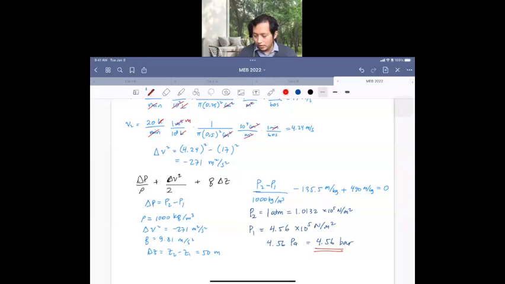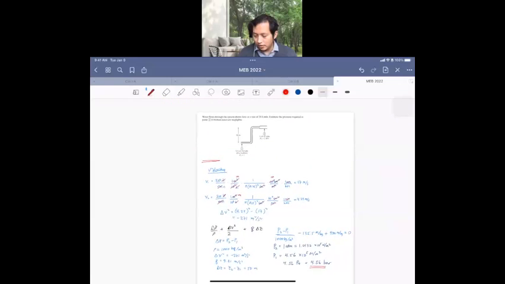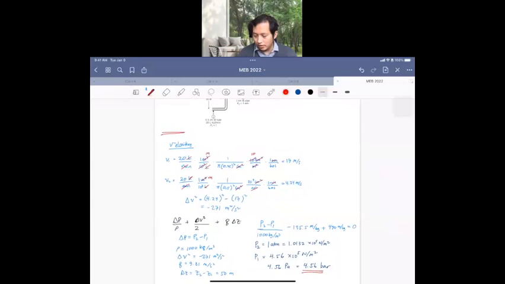Okay, that is the example on the mechanical energy balance. This is precisely the Bernoulli equation. The Bernoulli equation. Okay, any questions? If not, then perhaps this will be the last part on chapter 7.